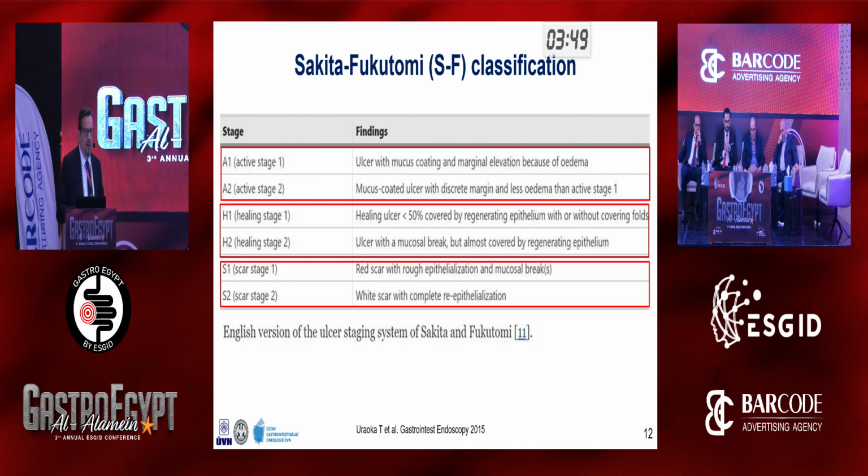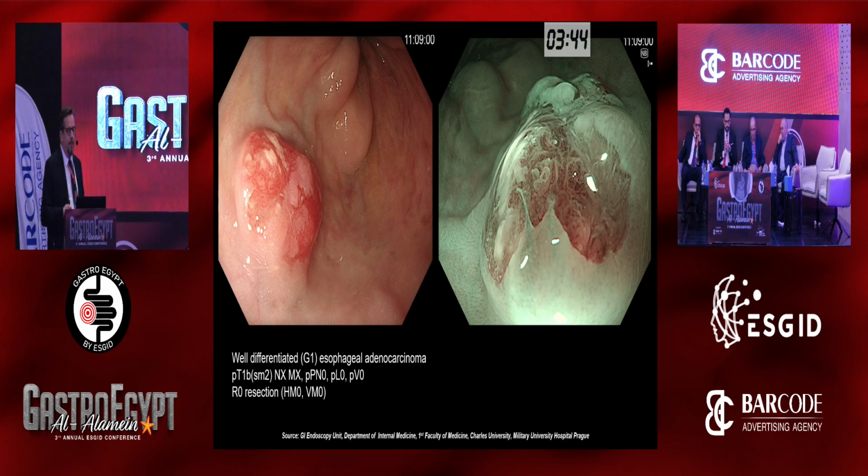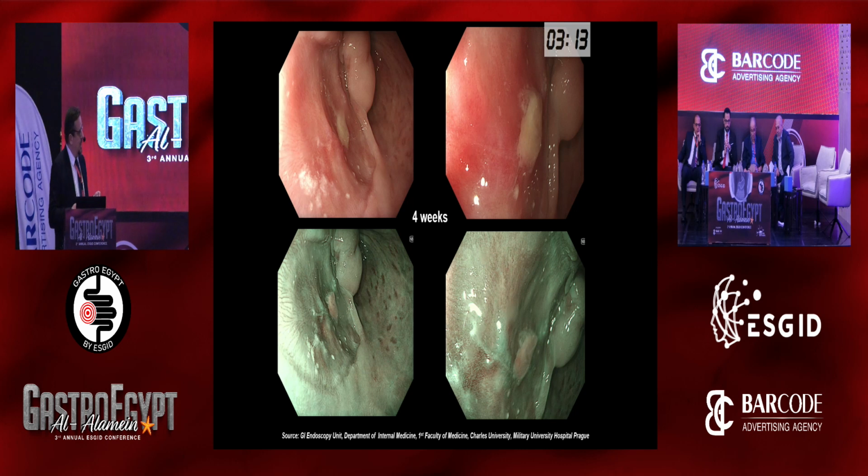You can see that there are 2 subgroups in every stage. And this is an example. This is a lesion of an older gentleman who had this lesion in the distal esophagus. We took a biopsy. There was a cancer. This is why I went for ESD. And it showed us a well-differentiated G1 esophageal adenocarcinoma. You can see that there was quite deep submucosal invasion, but otherwise the histopathological features were negative, and the R0 resection was confirmed. And this is how I treated it.